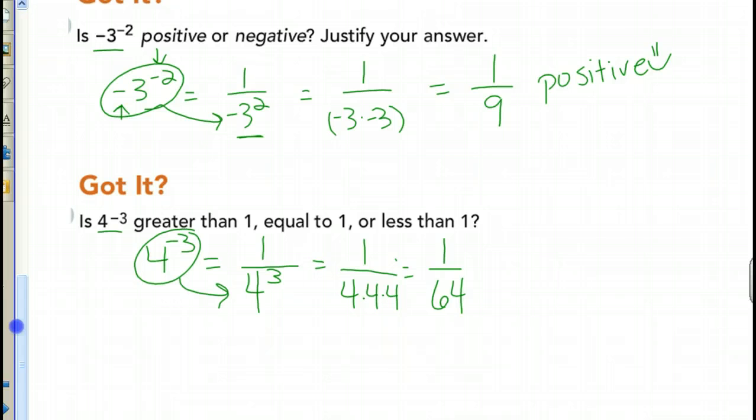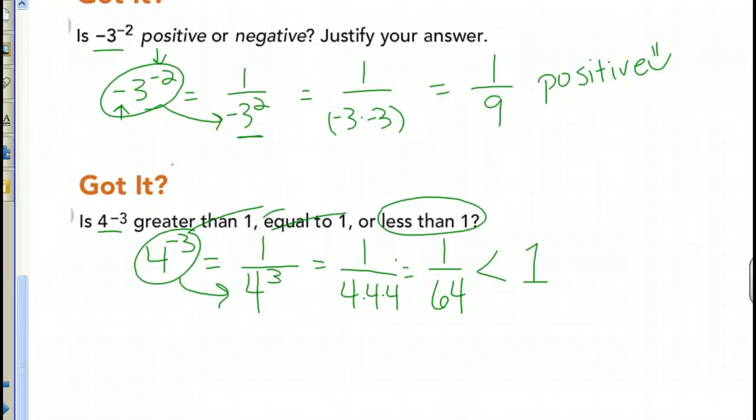Now again, it's not greater than 1. It's not equal to 1, so not greater than, not equal to. So it must be less than 1. And that actually, we're going to put less than 1. And it's a decimal, right? So all the decimals are lower than 1. So 1 over 64, that's 1/64 of 1.